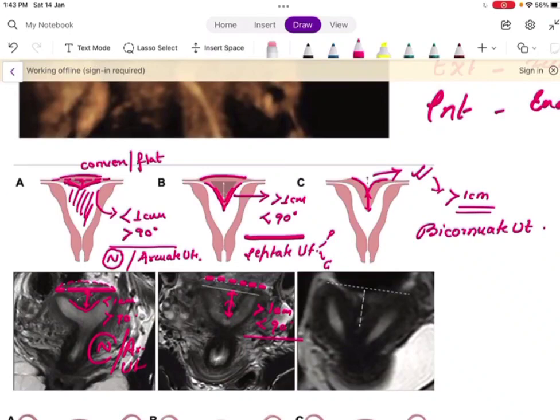So we learned that in the normal or arcuate uterus, the external contour is absolutely normal, and the internal indentation is less than 1 centimeter with an angle of more than 90 degrees. Septate is more than 1 centimeter, less than 90 degrees, and bicornuate has an abnormal external contour also.